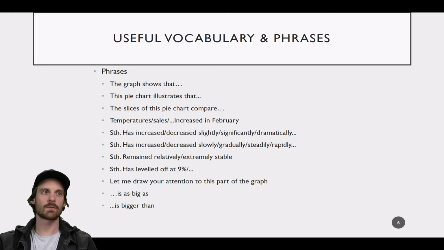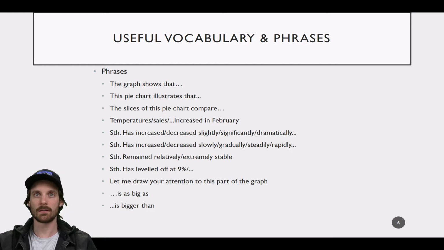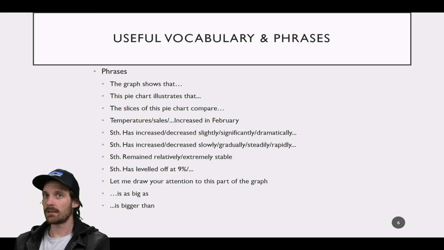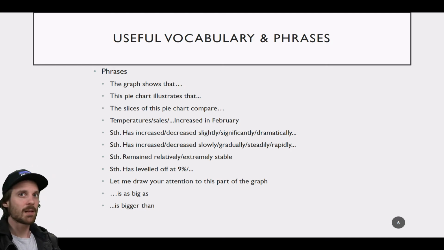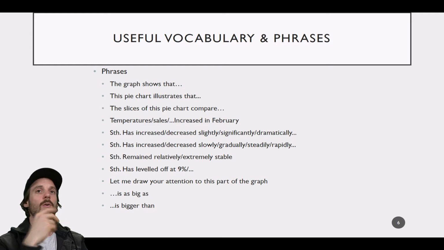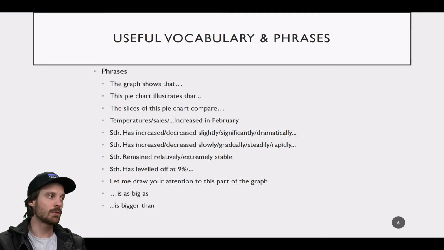Or maybe the graph shows how many units of jeans were sold from 1991 up until 2018 or up until now. Same goes for this: the pie chart illustrates, for example. Illustrates is a very good word, I think, to describe graphs and charts. The pie chart illustrates. It is really helpful for you and the examiner to use words like illustrate, which is just more appropriate for the level you're doing the exam.